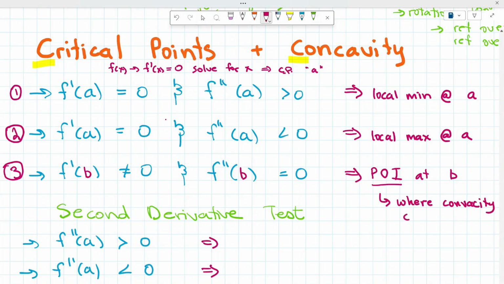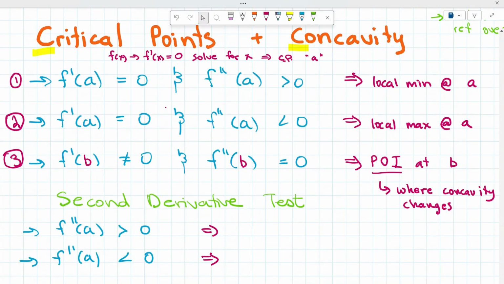So where concavity changes. I'm misspelling that word. So, concavity. There we go. Your function can either be concave up or concave down. That's where we're going to use the second derivative test right over here to help us. The second derivative test helps us determine the concavity. We actually used it above as well to determine if we had a local maximum or a local minimum.